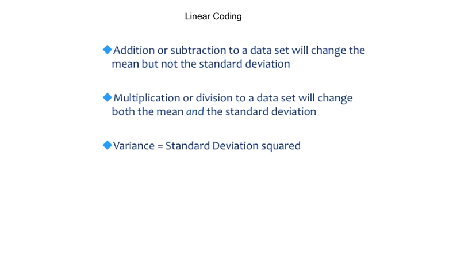To summarize that, we can say that adding or subtracting a value to a data set is going to change the mean, but it will not change the standard deviation. So the mean will go up or down by the same number, the standard deviation won't. However, if we multiply or divide a set of data by a particular number, then we'll be multiplying both the mean and the standard deviation by that number. Both values will change.